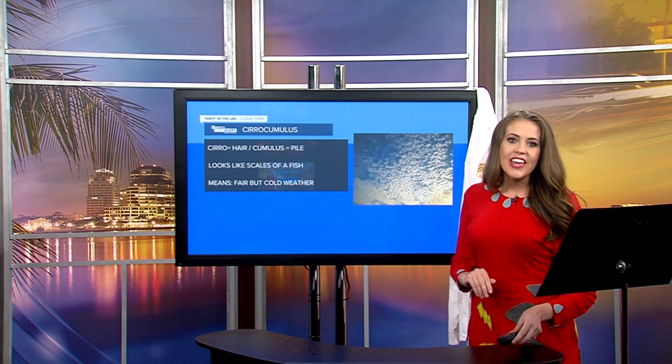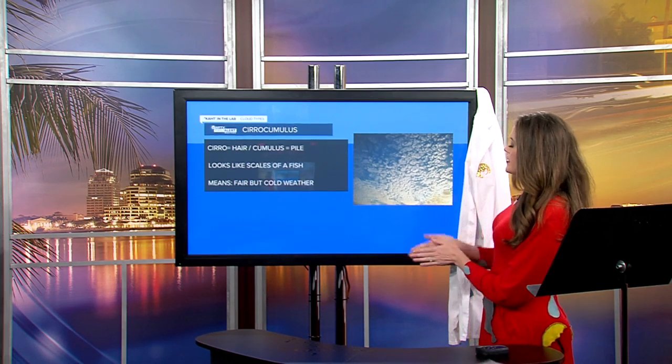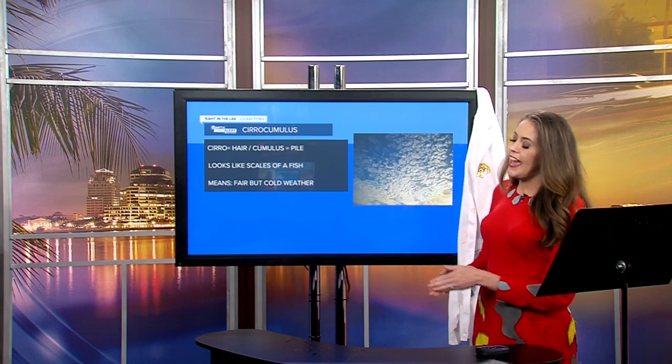One of the last ones, cirrocumulus cloud, and these look like scales of fish in the sky, and it can mean that cooler weather is on the horizon.